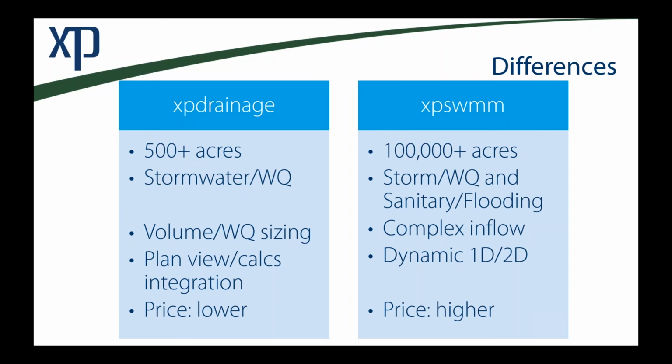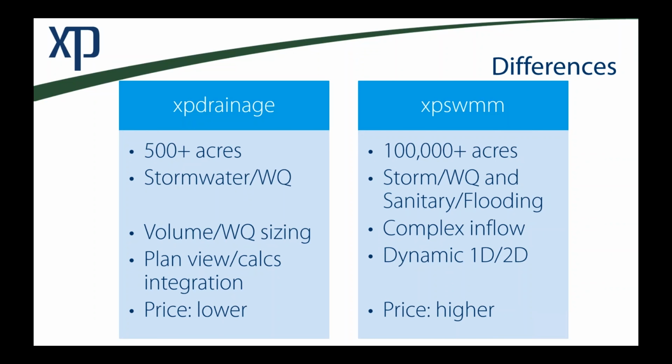And really the last one, XPDRAINAGE has a much lower price. SWMM is higher. So XPDRAINAGE, I think I'll talk about it again on the next slide, but for what it's worth, it's $80 a month for a year for a license. So just $80 a month. At least when I was practicing, that's a single draft person's billable hour. So for about 1 hour a month, that's the price of the software.